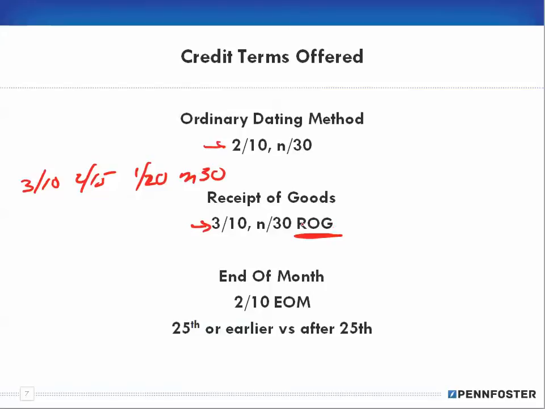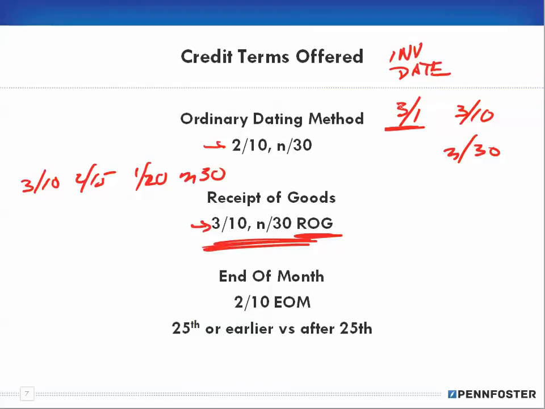receipt of goods. Okay, so if I have an invoice dated 3/1, and my terms are 3/10 net 30, it doesn't matter so much what this invoice date is. What matters is when I receive the goods, if this is what I'm offering as credit terms. So let's say even though the invoice is dated 3/1, I receive the goods on 3/5. Well, that means 10 days from 3/5 is 3/15, and if I pay the invoice by 3/15, I'll be able to take the 3% discount.